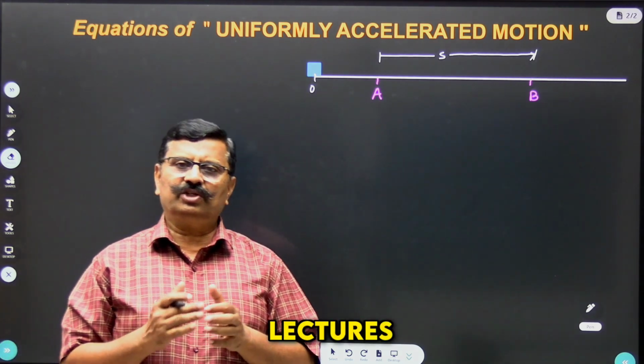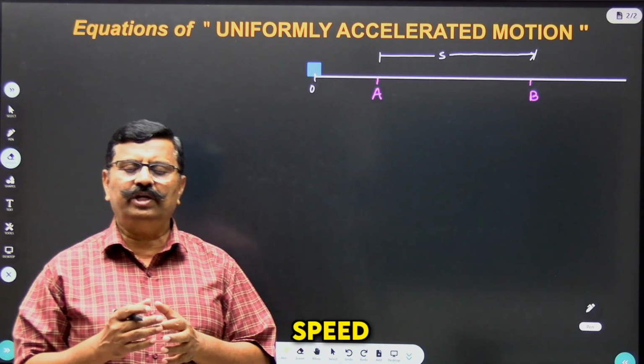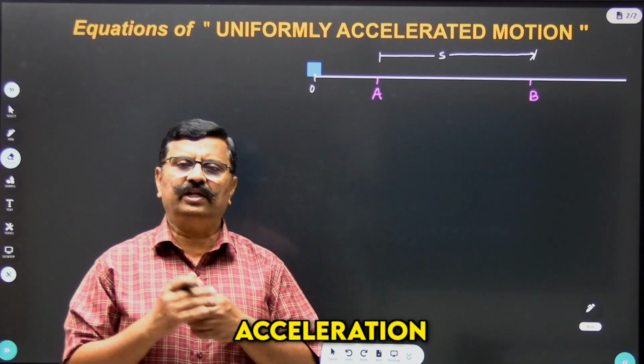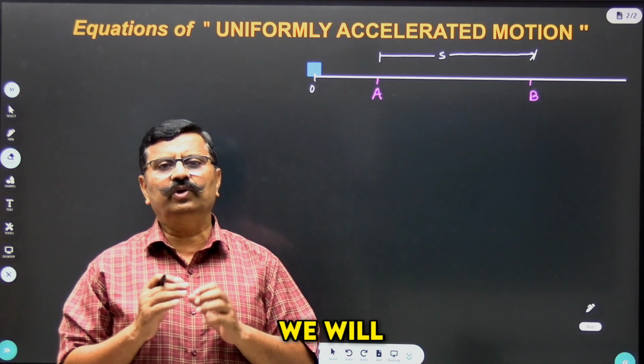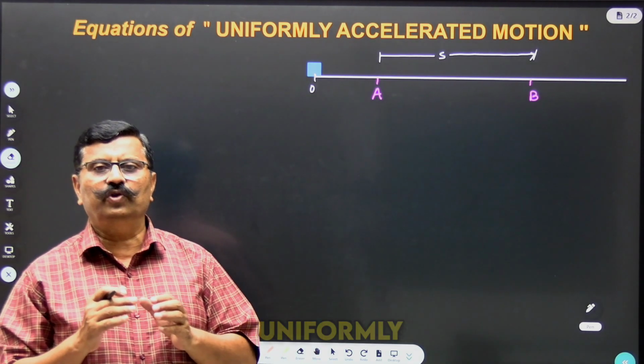In the previous lectures, we have studied the concept of speed, velocity and acceleration. Now today we will do the equations of uniformly accelerated motion.